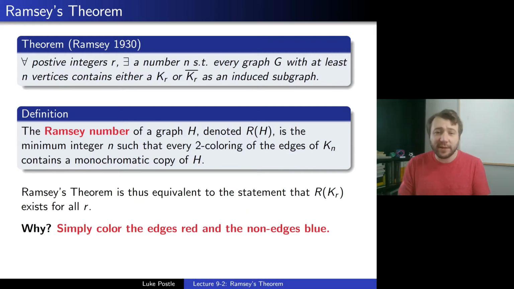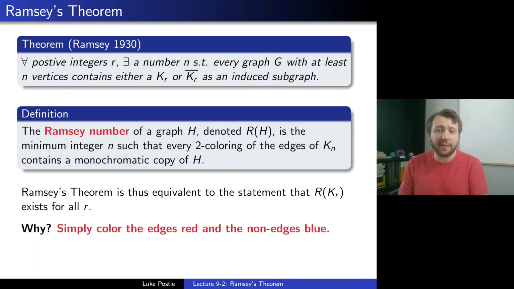We color the edges of the graph red, so with one color, and the non-edges become the second color, blue. And then finding a monochromatic H, so if you find a red H, that's finding the clique Kr. If you find a blue H, that's finding the anti-clique, Kr complement, as an induced subgraph. And these are also vice versa, right?